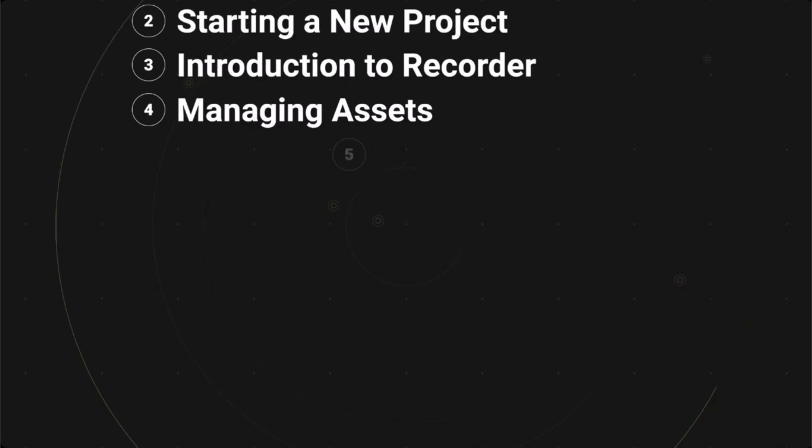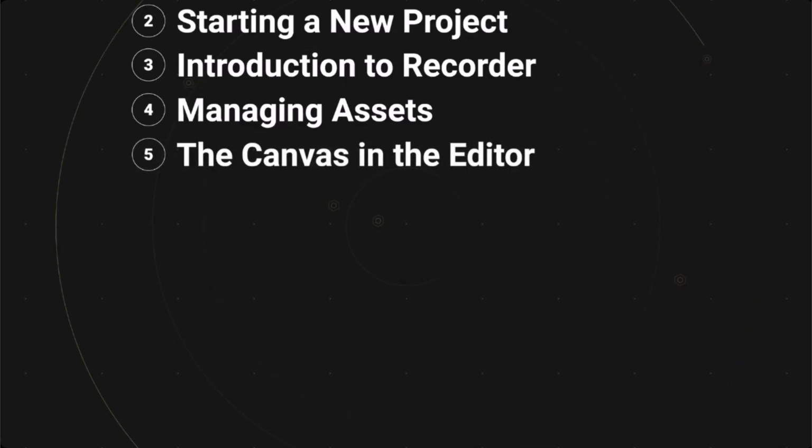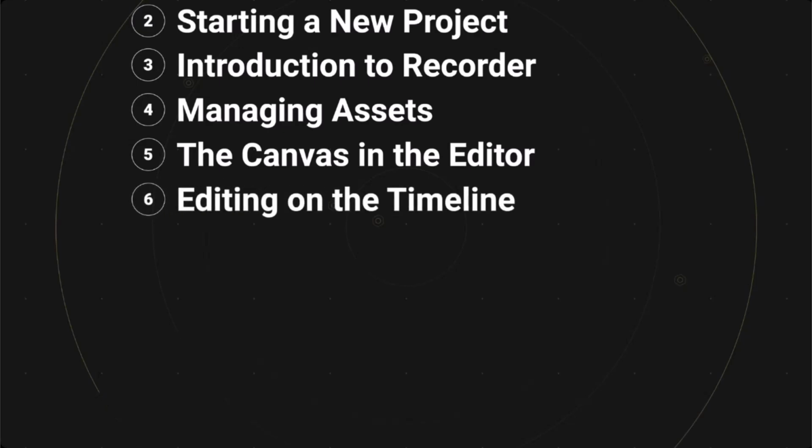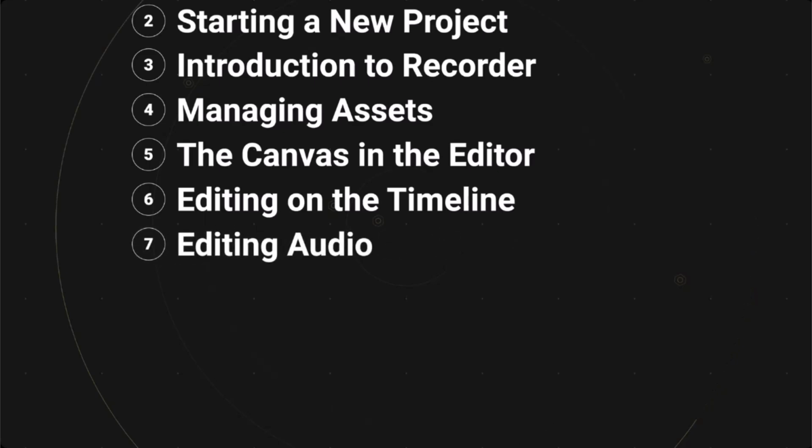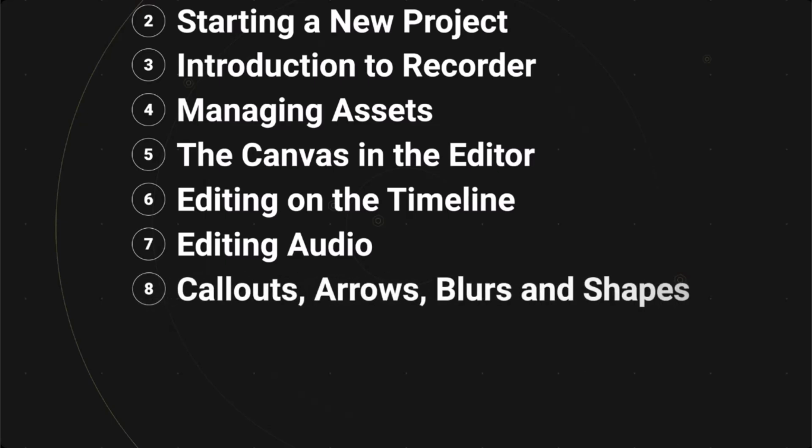Then we'll dive into an introduction into the canvas and talk about what the canvas is and how you can use all the different features of the canvas. After that, we'll get into the timeline and start talking about editing and cutting up your video, taking out the mistakes, making it sound really good and polished. And then we'll dive into editing your audio as well and talk about all the things you can do to enhance your audio. And then adding callouts where you can point at different things of your screen. You can add arrows, you can add blurs, and so you can blur out different portions of your screen as well. You can add shapes to add different styles and effects.